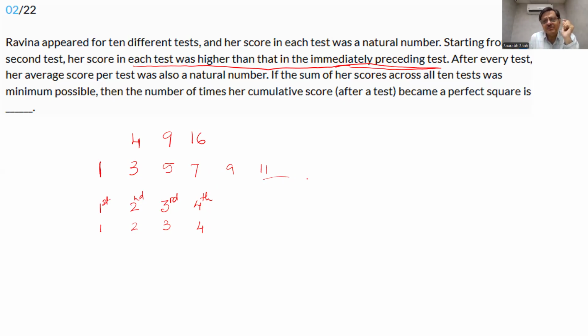Now see, you have to remember things. The summation of the first n odd numbers is always n square. The cumulative total will always be n square, which is actually visible here also.